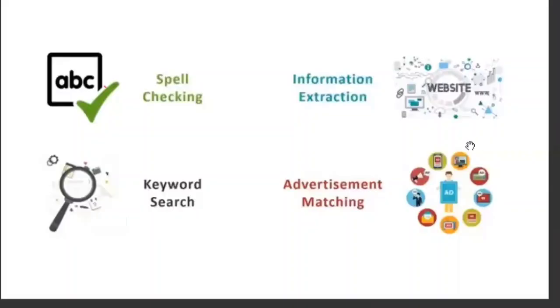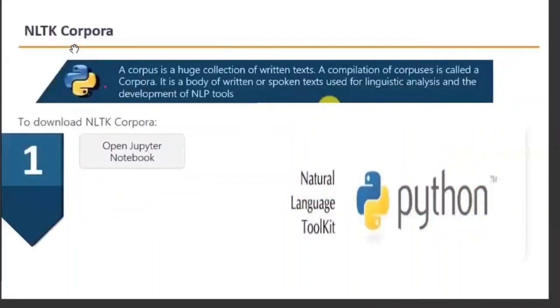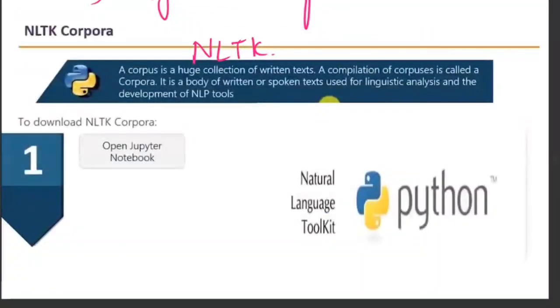Now, in NLP, we are going to work on a Python library called NLTK. NLTK is the library name, where NL means Natural Language Toolkit. The full form is Natural Language Toolkit. Natural Language Toolkit means everything related to natural language processing is here. This is the complete kit.